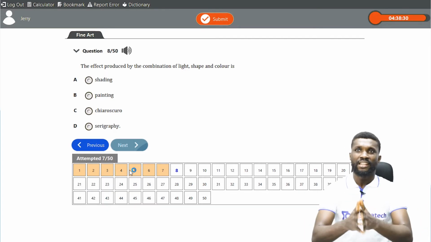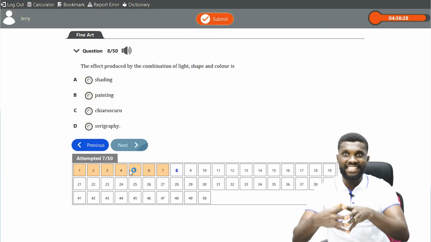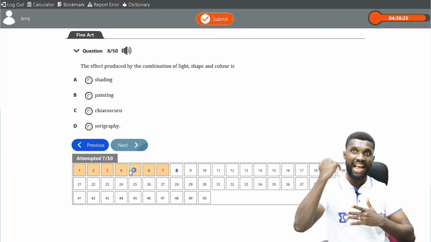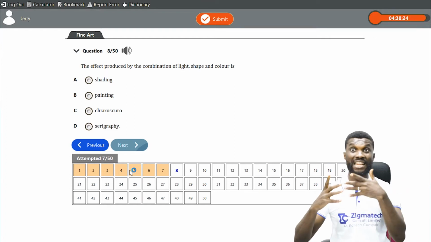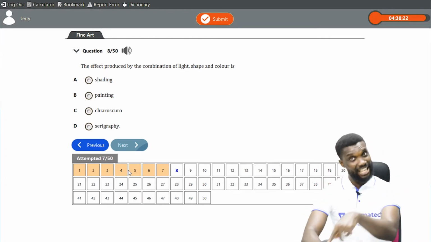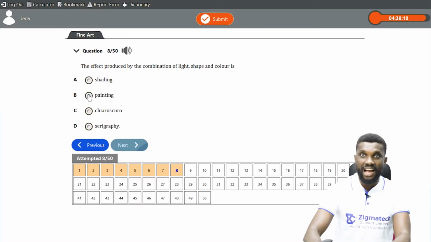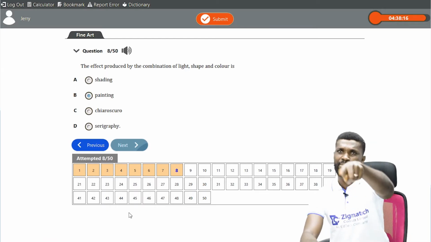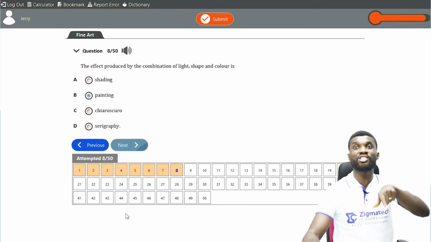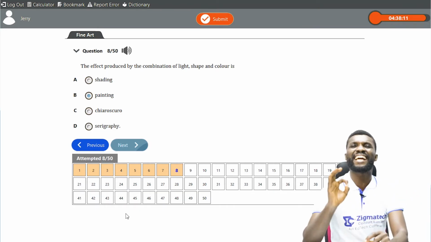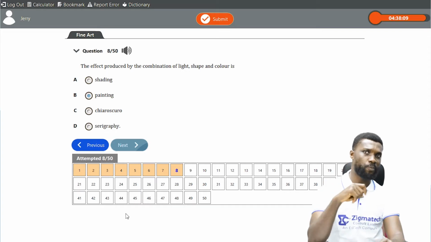Now let's look at painting. Does painting have light? Yes, because with paint you show light, you show shade, you show dark, and you also show color. Therefore, with that alone, you know that painting is the correct answer to this question. But however, let's still explain option C. Option C is chiaroscuro. Now chiaroscuro is the end point of shading.